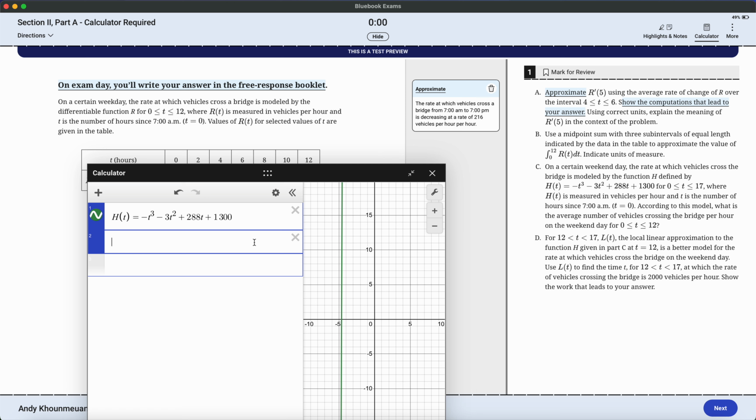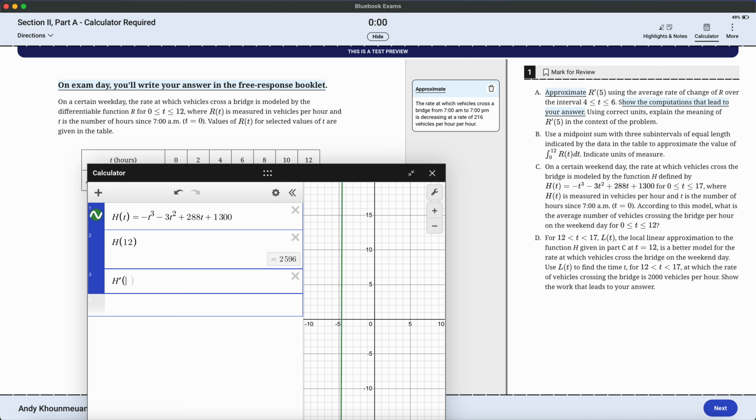So remember that I need two things if I want a local linear approximation. I need a point and I need a slope. Here, since we are finding the local approximation to h, this is going to be my function right here. So I need a point at 12, which is going to be 2,596. And then I need the slope at 12, which is going to give me negative 216.